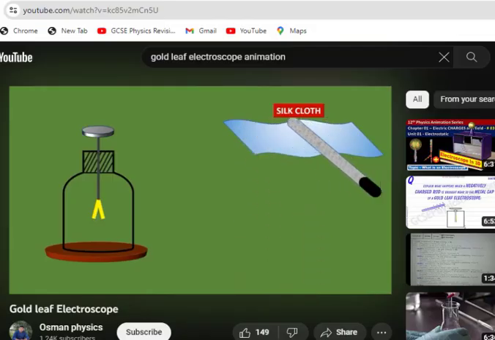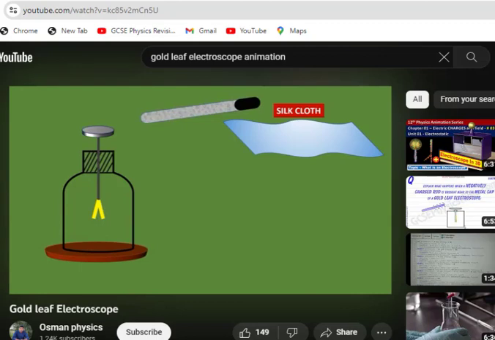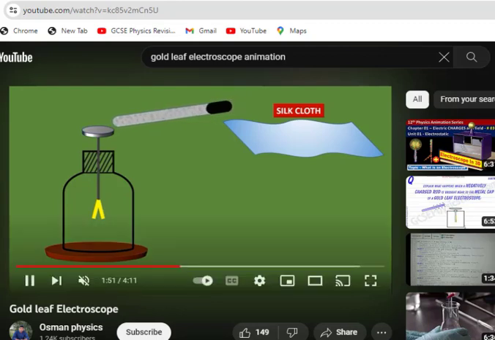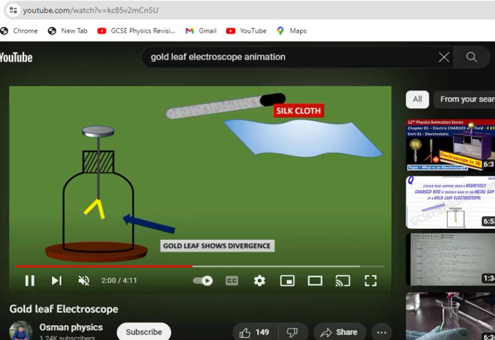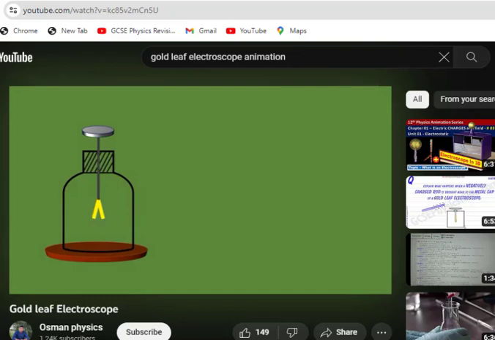So here we are. Let's see now, the rod is being rubbed to create a charge on it. So here is our gold leaf electroscope. See what happens. The divergency increases because of the charge which has been detected on the rod. So that's it.